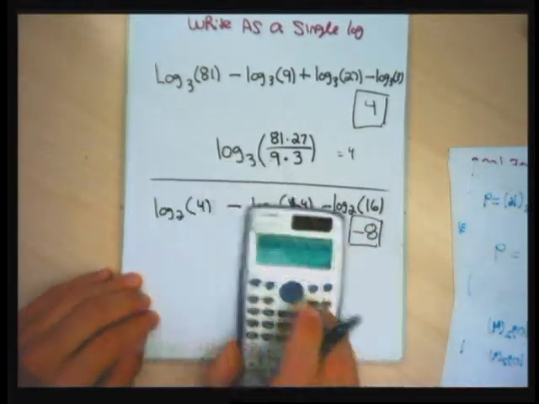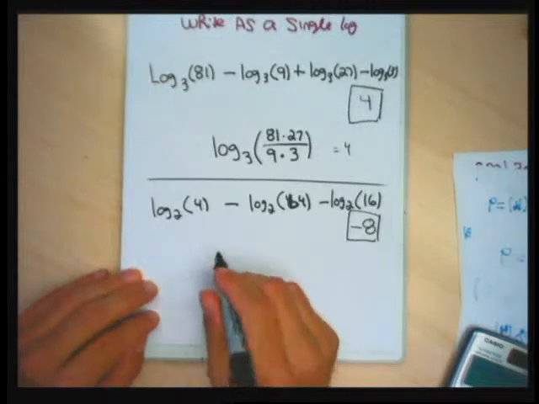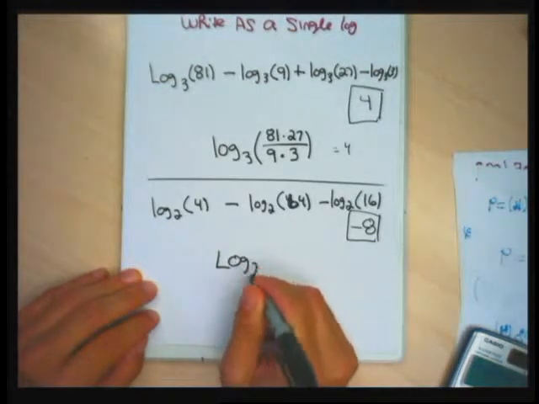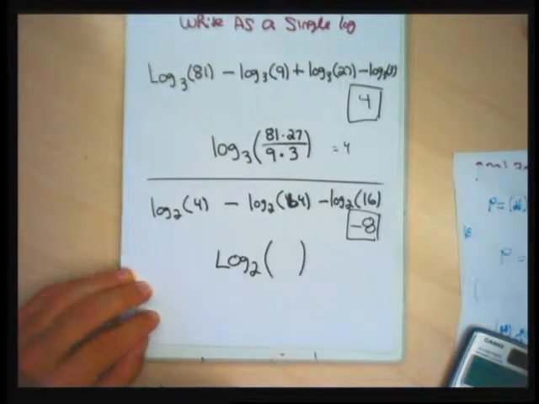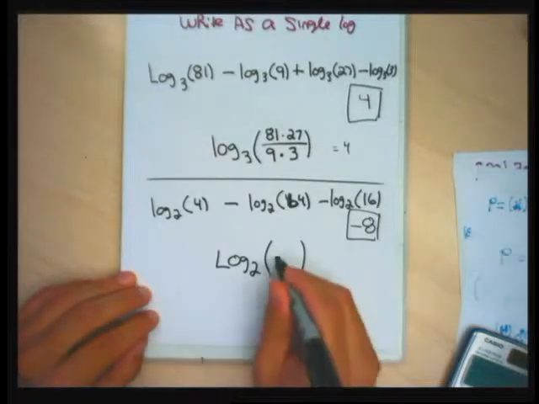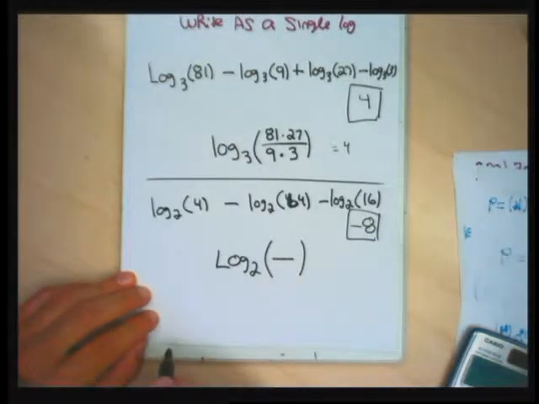I want to come up with one logarithm, base 2, that's equal to -8. So how do I do that? I write one logarithm base 2. I see minuses, so I know I need a fraction.